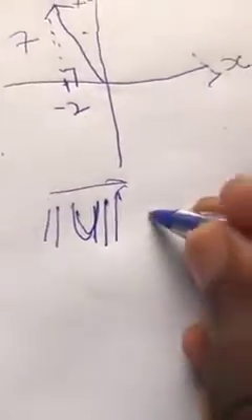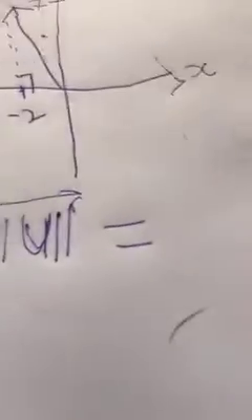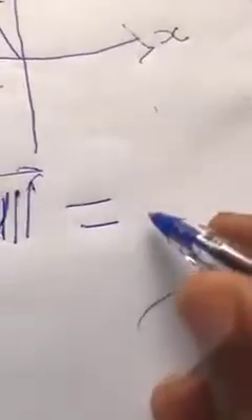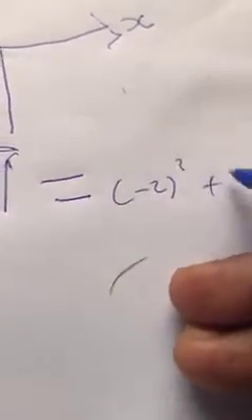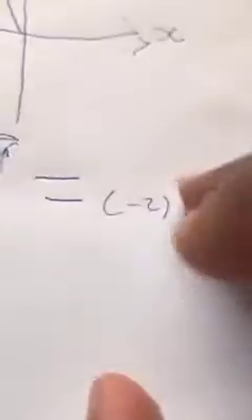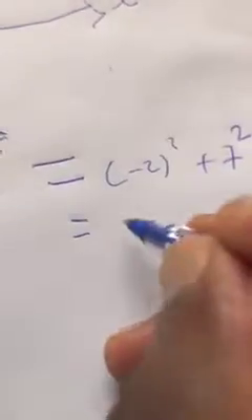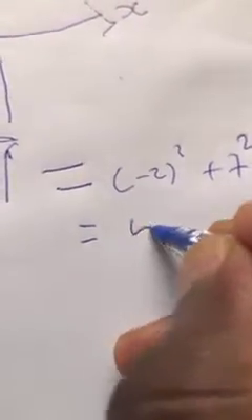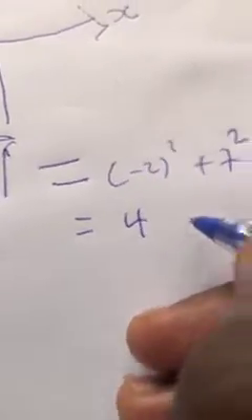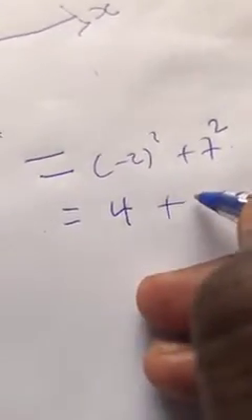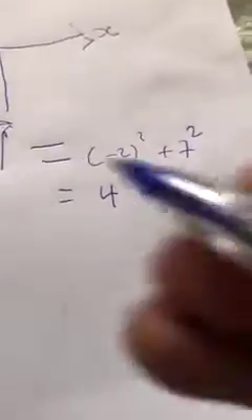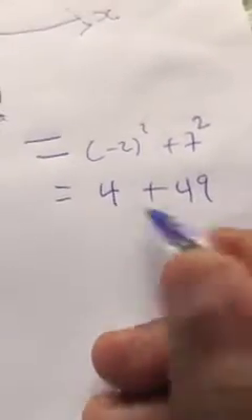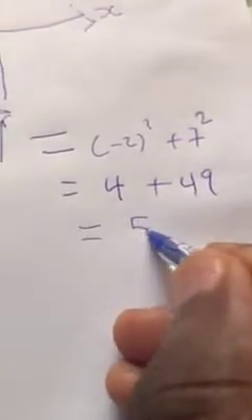Sorry, my camera is a bit shaky, but let's maintain it. So of course we have -2 squared plus 7 squared, isn't it? So this is equal to 4, because negative times negative will give you a positive number, and this is 49. From your multiplication table, 7 squared is 49. Now when you add 4 to 49, we are going to get 53.